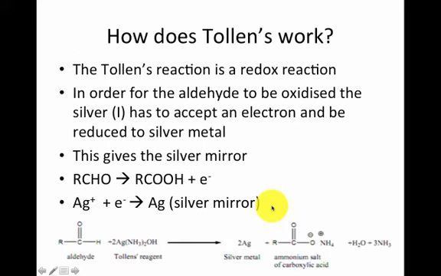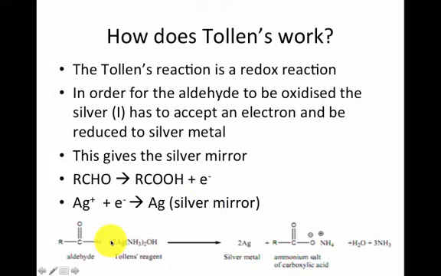So why does this work? Well, Tollen's reaction is a redox reaction, and in order for our aldehyde to be oxidized, the silver must accept an electron and be reduced to make silver metal. That's what gives us the silver mirror. So these are the equations for the reactions. The aldehyde is being oxidized to form a carboxylic acid and it's giving up electrons. The silver 1 is accepting an electron to become silver metal.